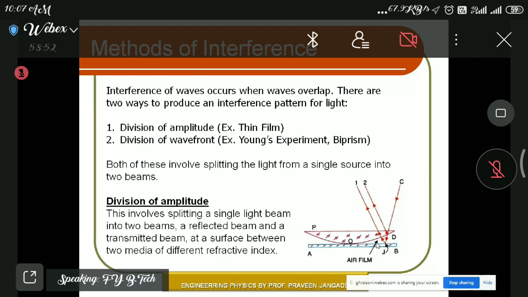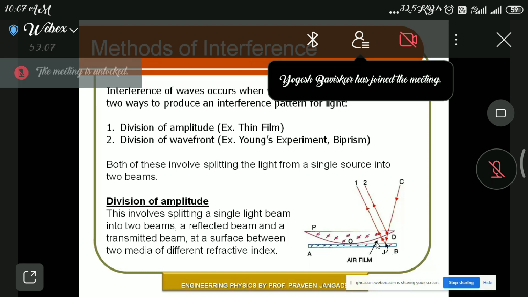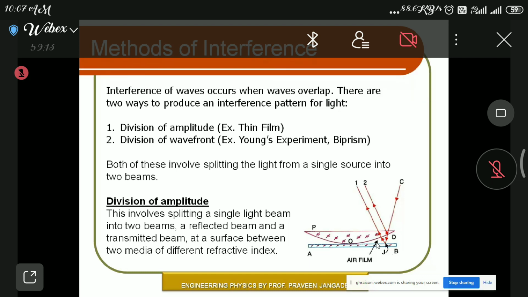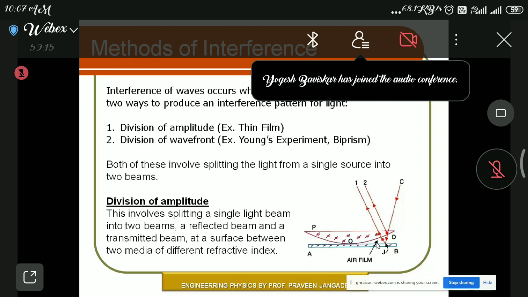So, what is thin film? Please try to understand. Once again, we'll revise if you are not getting it properly. Thin film, we have already defined: if a particular thickness is of the order of one wavelength of visible light, then and only then can we call it a thin film.